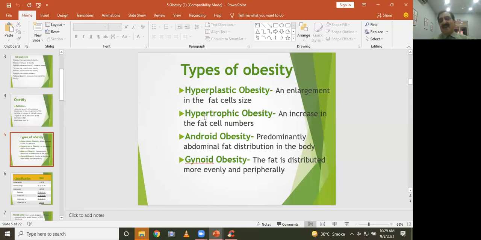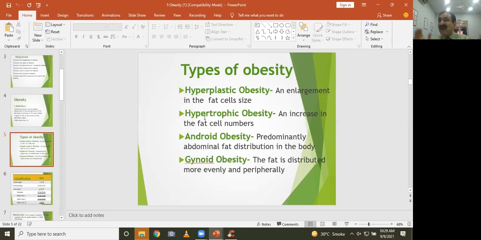So when hyperplastic means the number of the body cells is increased, that is called hyperplastic obesity. Hypertrophy means when the size of the cell is increased, that is called android obesity. Android means male type of obesity, so predominantly the fat deposition is in the abdomen, the belly is enlarged. That is android obesity, male-like obesity, where the abdominal fat distribution is much more compared to the rest of the body.